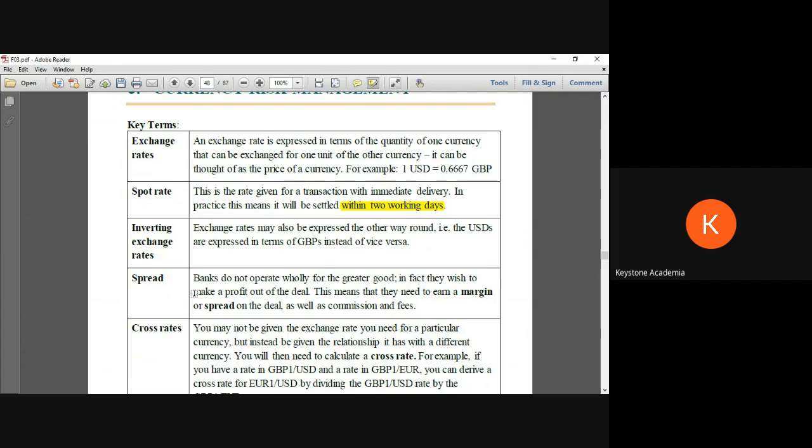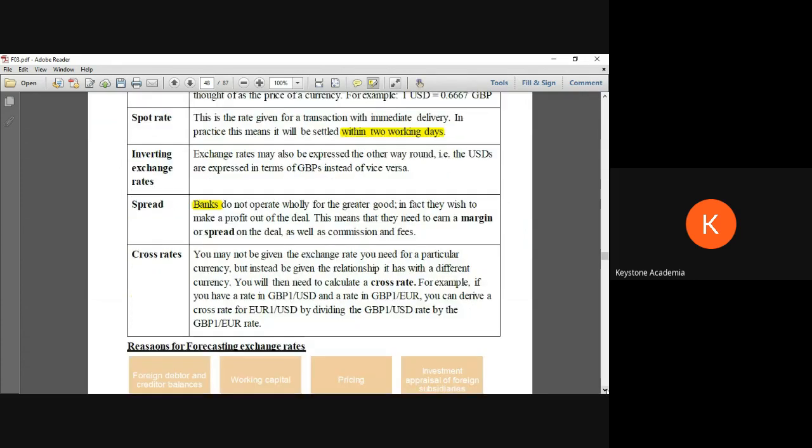Next is spread. This is mostly useful for the bank. For example, when we put money into the bank, obviously, if you are translating the currency, the bank might take a higher rate and give us a lower rate. Why? Because they want to get the profit. They have some small fraction of margin in that. That is known as the spread. Commission fees and everything.